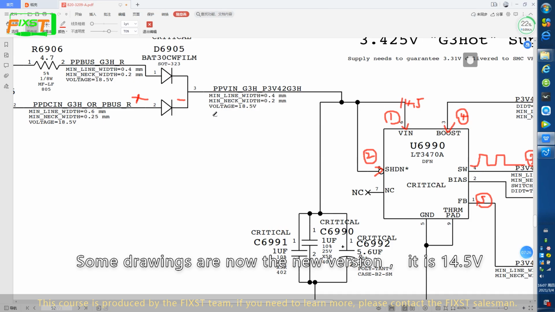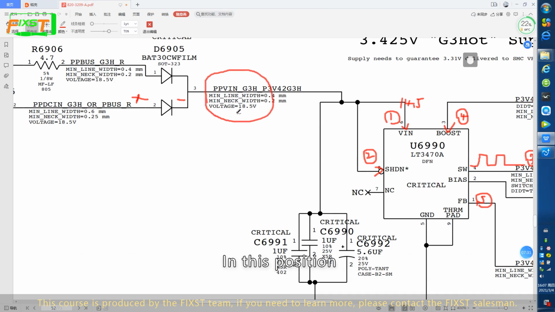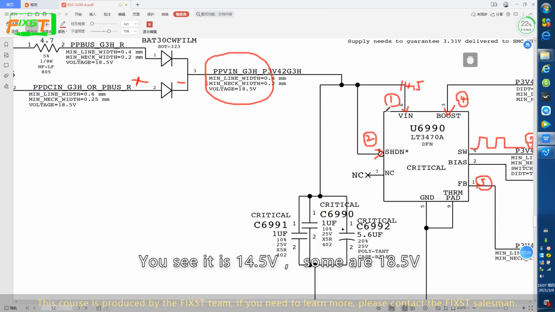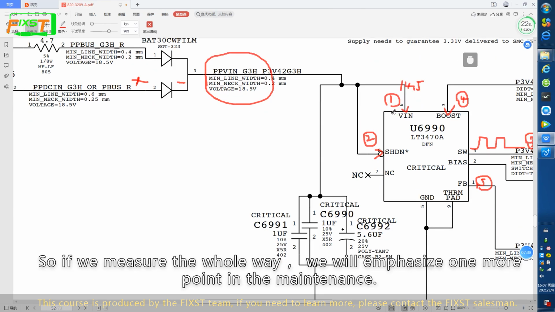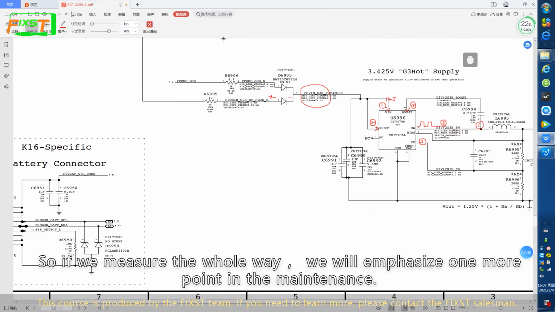Some drawings are now the new version. It is 14.5 volt. In this position, you see it is 40.5 volt, some are 80.5 volt. So if we measure the whole way, we'll emphasize one more point in the maintenance.